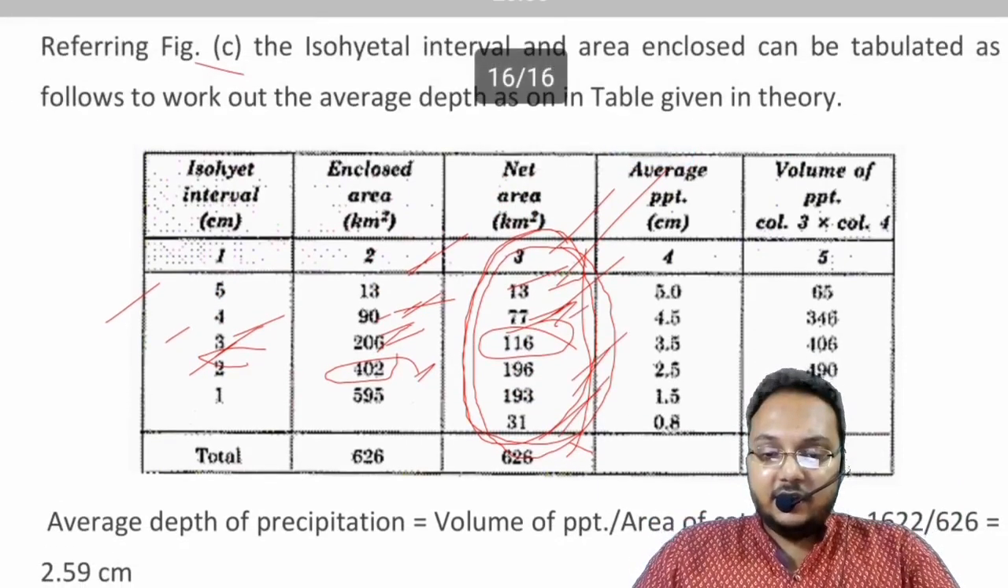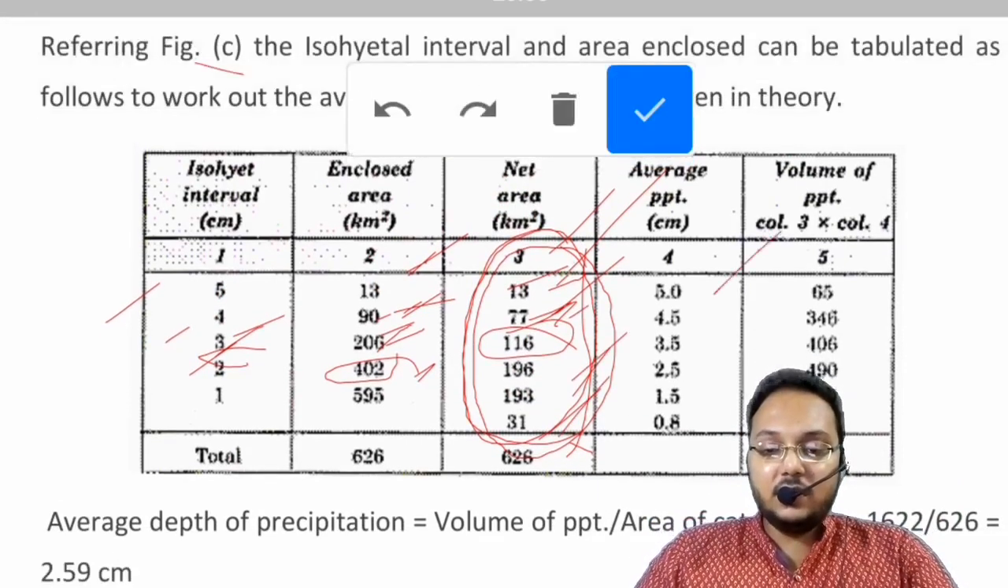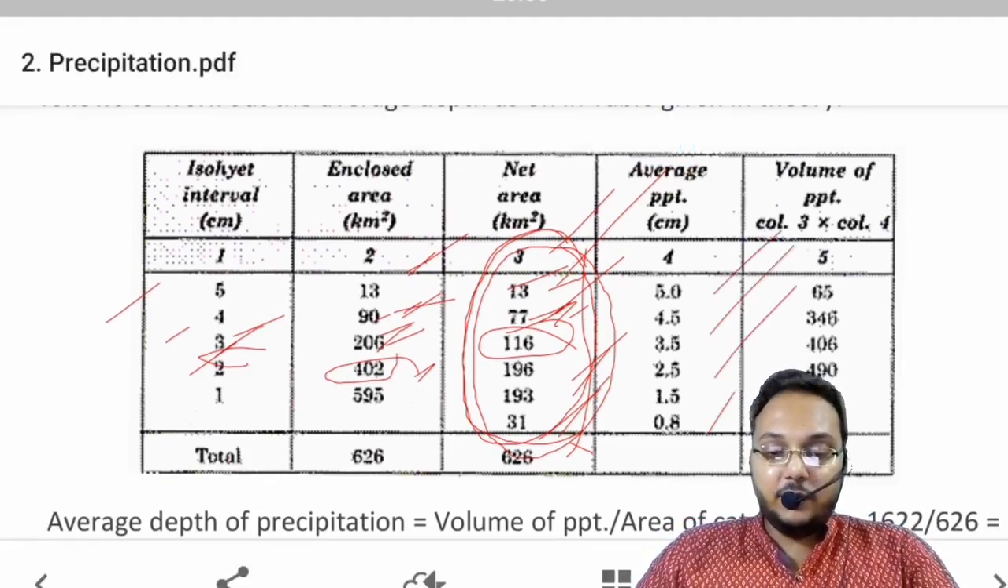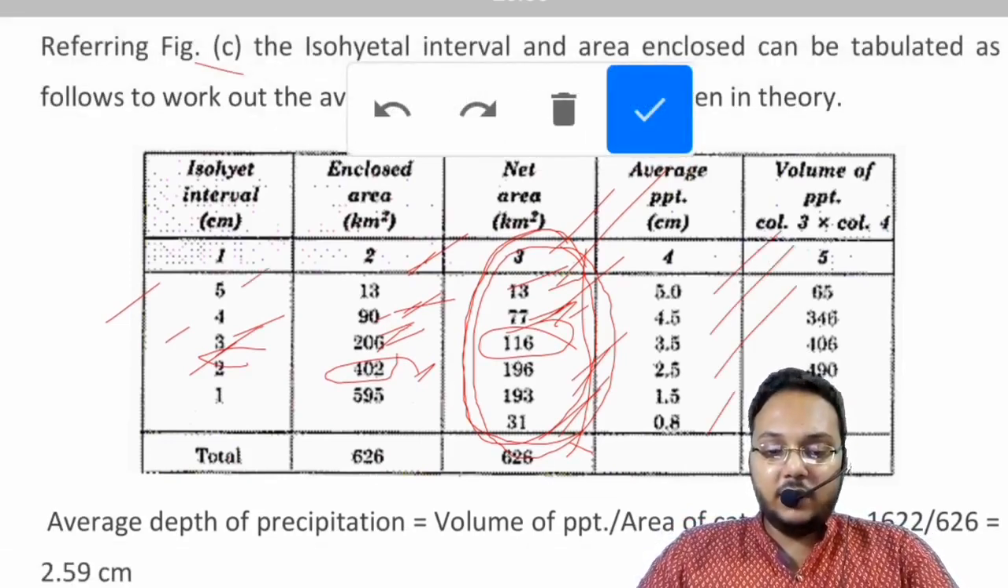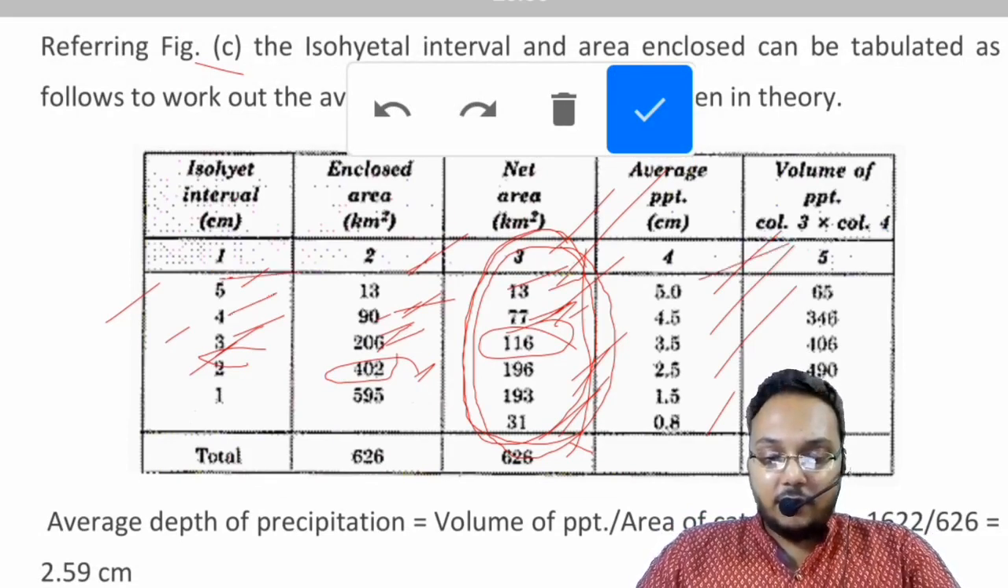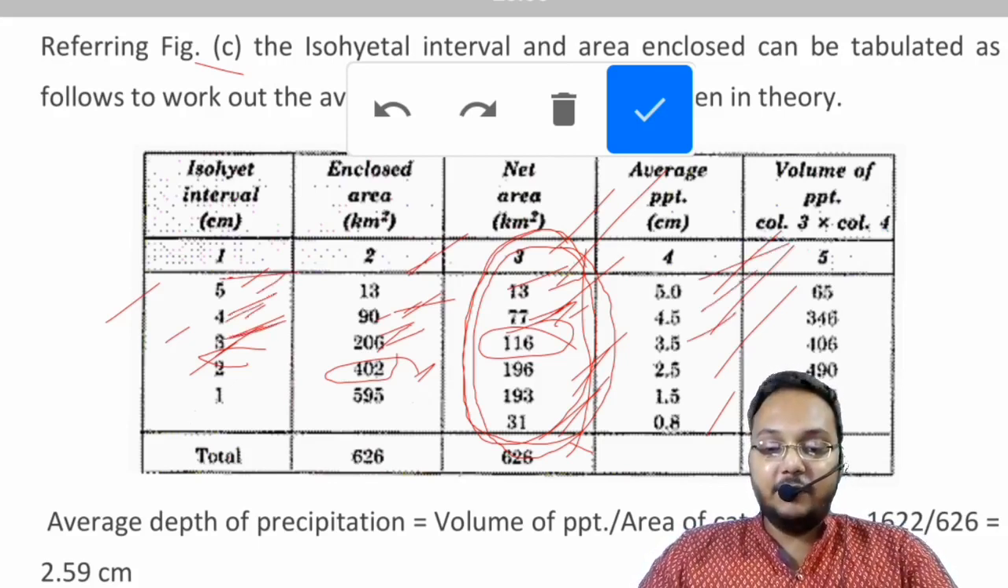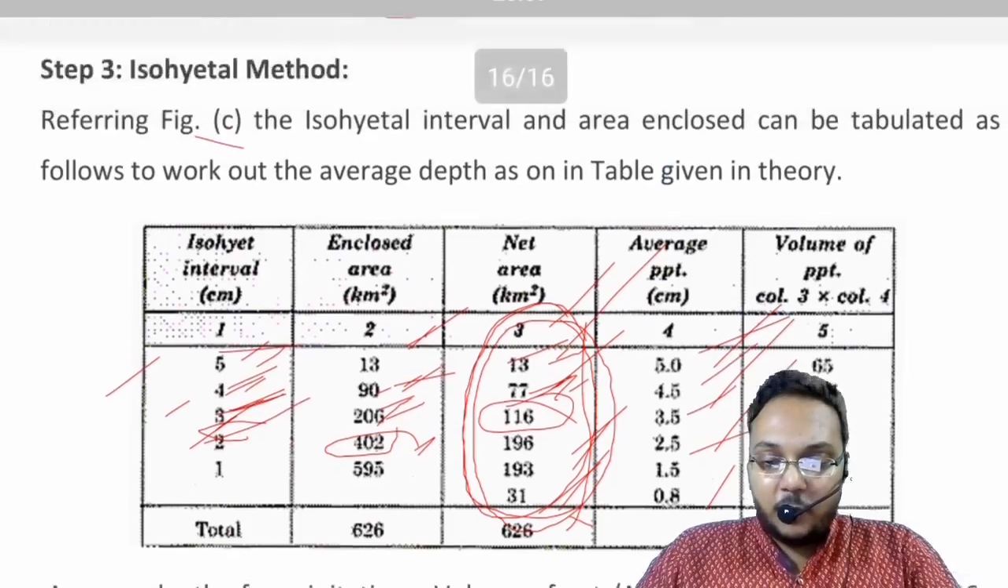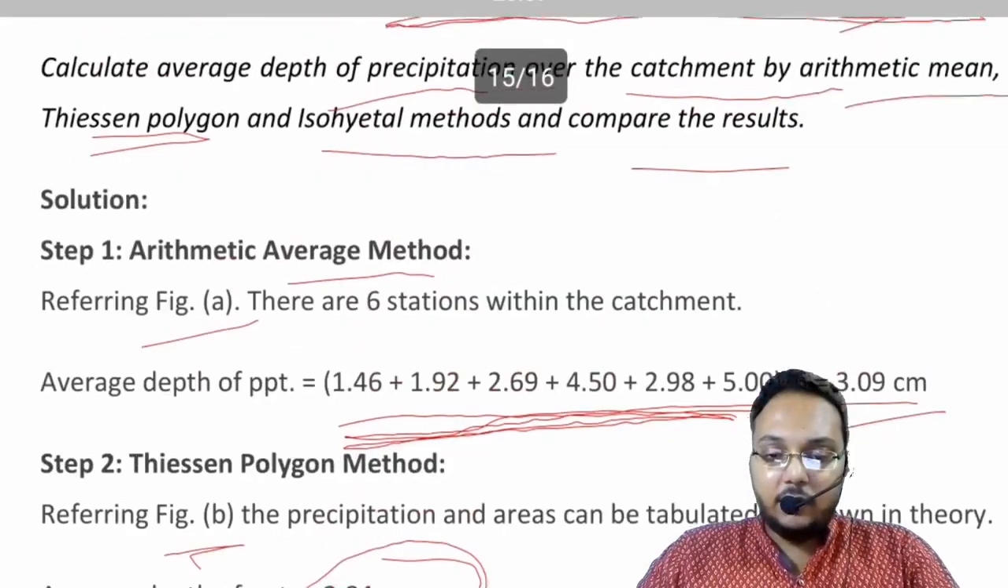And next is the average precipitation. We know the average will be the average of two consecutive isohyets, that is 5 and 4. For the first one you consider 5, for the next, that is 5 and 4, you get 4.5, for the next, 4 and 3, you get 3.5, for the next, 3 and 2, you get 2.5. Similarly 1.5, and 0.8 is the last value.